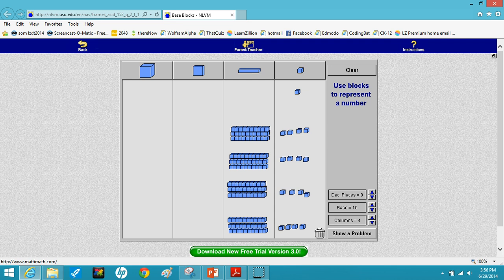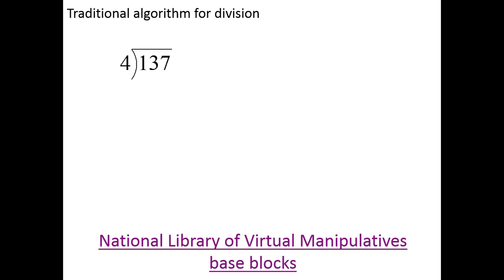Now how does that compare to what happened when we did the division? When we did the division, we said we can't take 1 and divide it by 4. That was saying we can't take this 100 block and divide it into 4 groups that each have 100 blocks in them. So when we said how many times does 4 go into 13, we were now looking at that 100 block as being broken up into 10 blocks. We have 13 blocks that are the size of 10s.